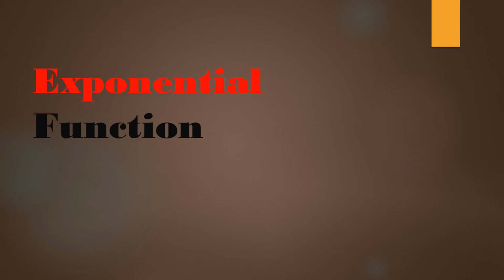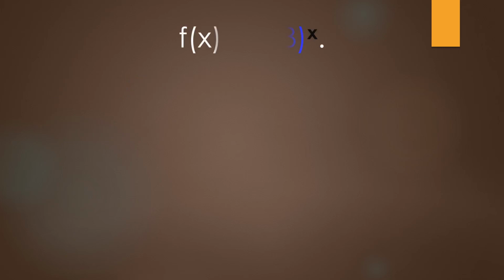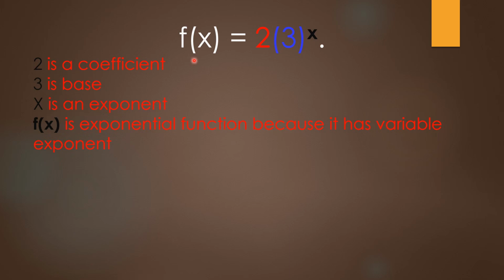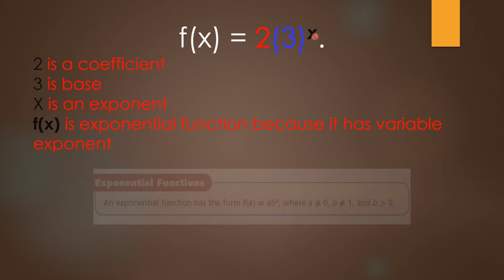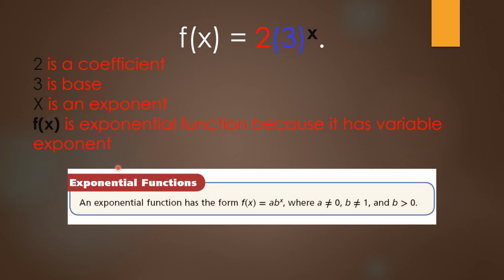Now we are going to talk about exponential function. Let's start. For example, f of x equals 2 times 3 to the power of x. 2 here is a coefficient, 3 is the base, and x is an exponent. Then f of x is called exponential function because it has a variable in the exponent, and the variable here is x.